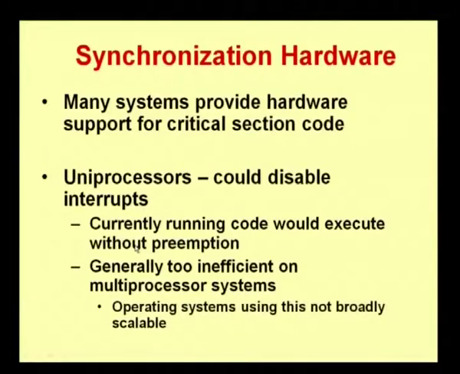This helps the process come out of the critical section. The points here are: in a uniprocessor, currently running code would execute without preemption. Second, it is generally too inefficient on multiprocessor systems. That is, operating systems using this are not broadly scalable.